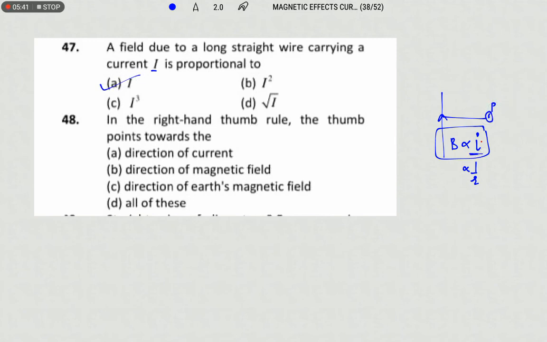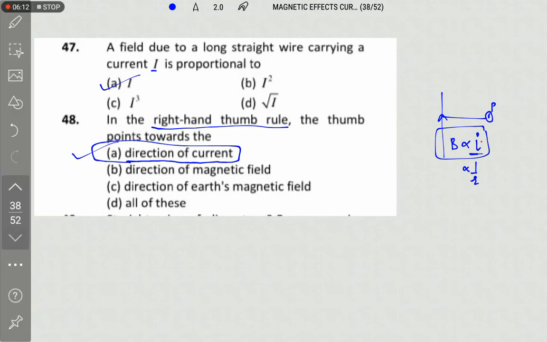Next, in the right hand thumb rule, the thumb points towards which direction? In the right hand thumb rule, we place the thumb in the direction of the current. It is not in the direction of the magnetic field, nor the direction of the Earth's magnetic field. So this is your option.